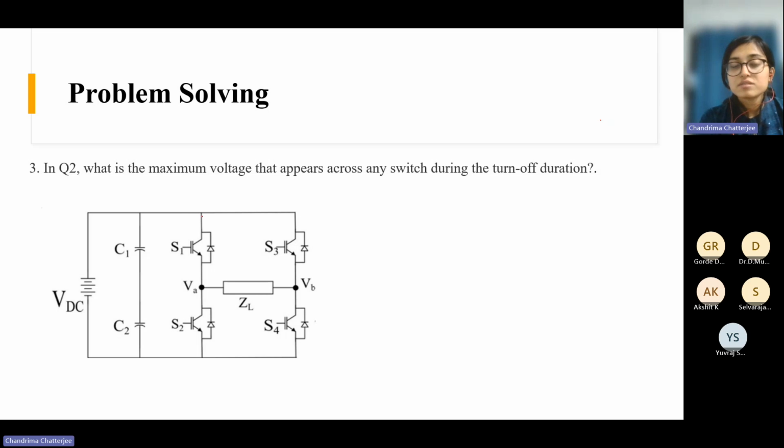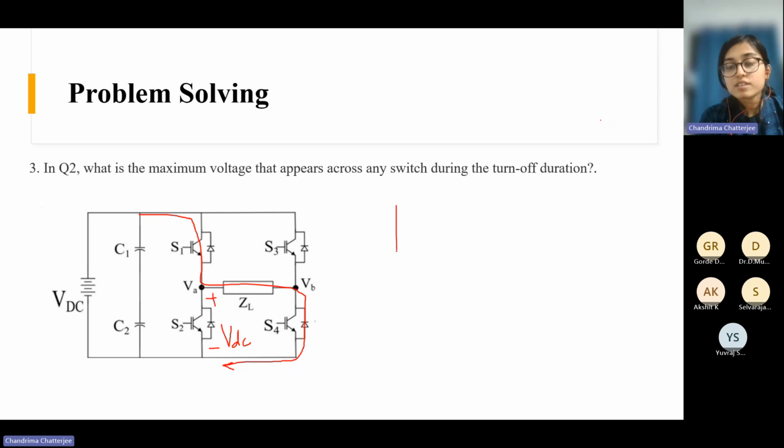Suppose you take any instance. Suppose now S1 and S4, these diagonal switches, are conducting. If S1 is conducting, then S2 has to be off. You see, if S1 is conducting, VDC comes at this point. Now S2 is off, this is open. So S2 has to block a voltage equal to VDC, right? S2 has to withstand a voltage equal to VDC.